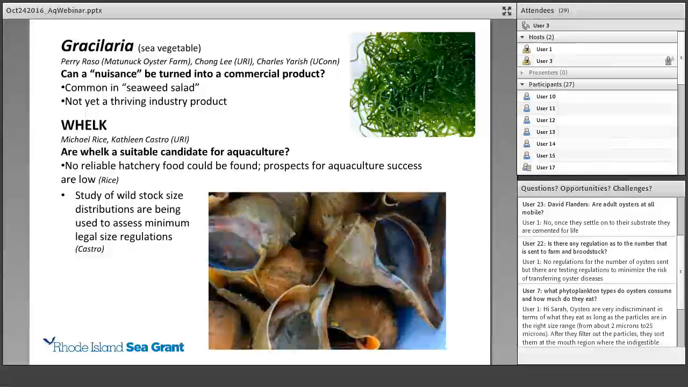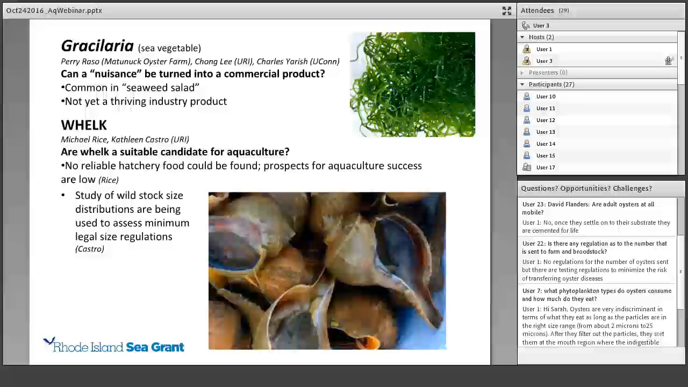You start to see this gracilaria marketed now sometimes as sea vegetables. You do see it in seaweed salads. It's fairly common. I wouldn't say it's a thriving industry, but it's up and coming. You do see it around in many seafood markets and every so often in a restaurant.